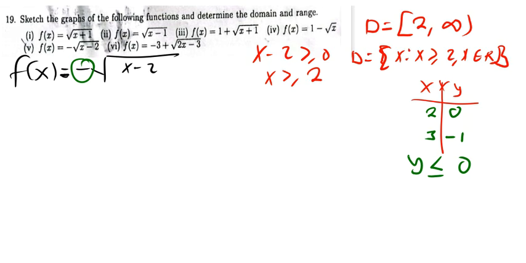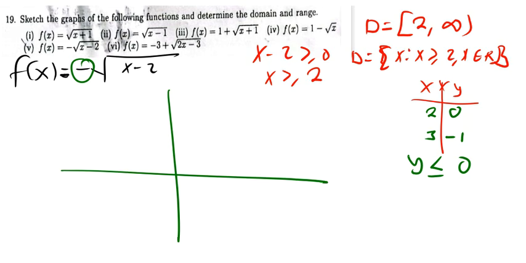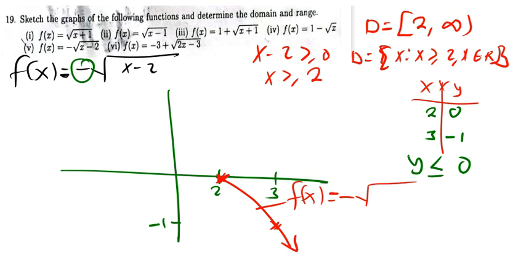When it comes to the graph now, the moment you have got these coordinates, in x you have got 2, 3. In y it is 0 and negative 1. I'll put negative 1 here. So the first one is 2, 0, which is this point. The second one is 3, negative 1, which is here. So the graph is going like that. But don't forget to put an arrow, because we don't know where it is ending. That's my graph of f of x is equal to negative square root of x minus 2.